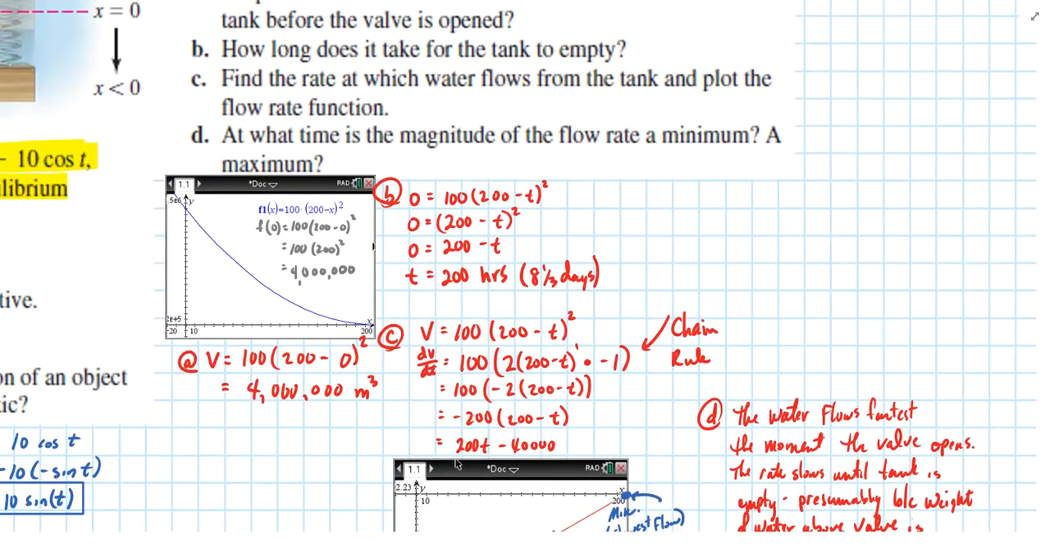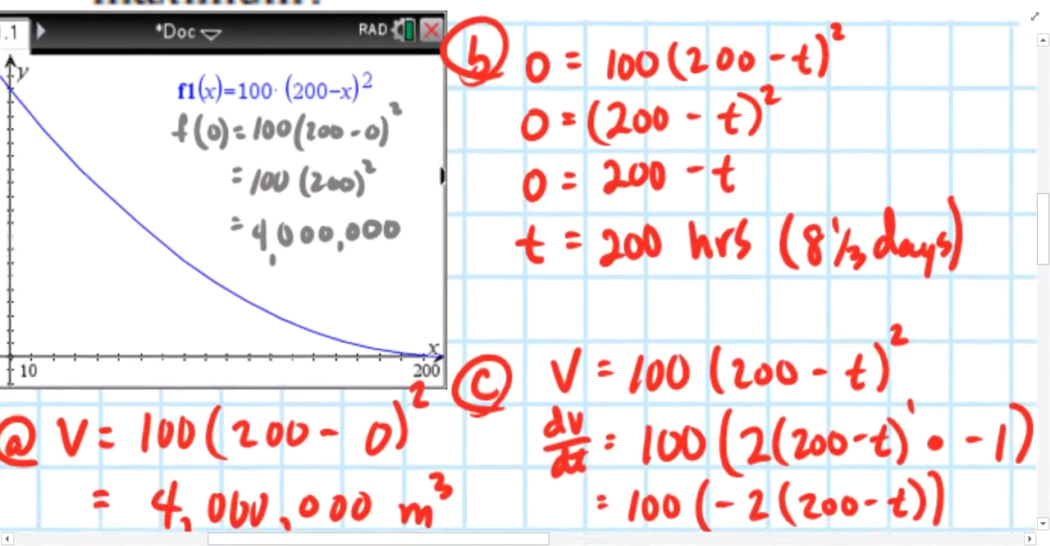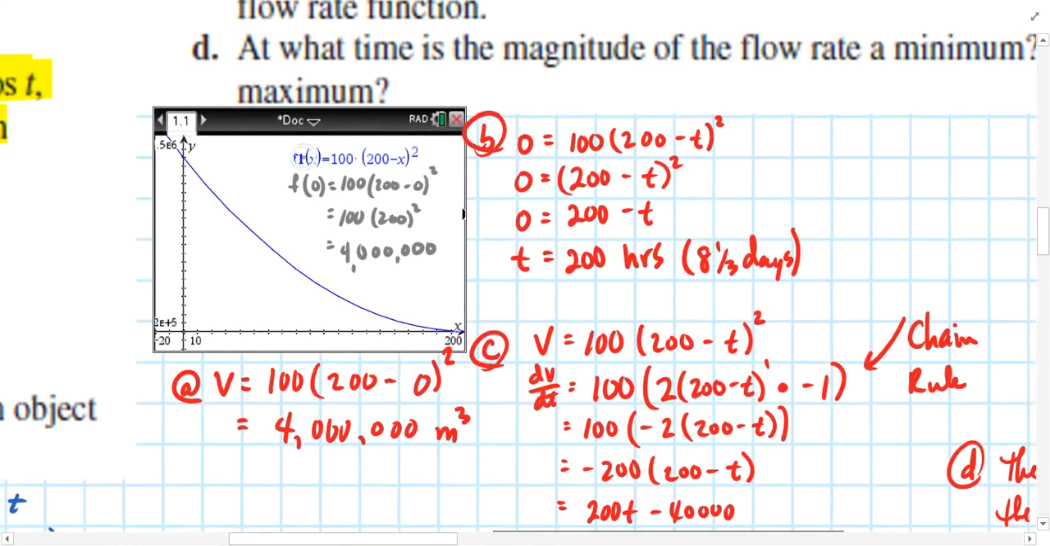So in part B, when we're asked how long it takes for the tank to empty, that's pretty straightforward. We want to know when the volume is equal to 0, so we'll set this original function to 0. We can divide both sides by 100, take the square root of both sides, and now 200 minus t equals 0. T itself has to be 200 hours, which is about 8 1/3 days.